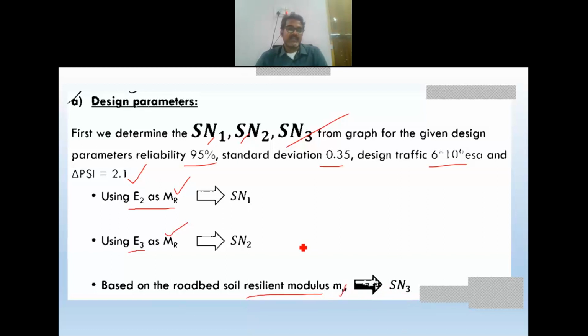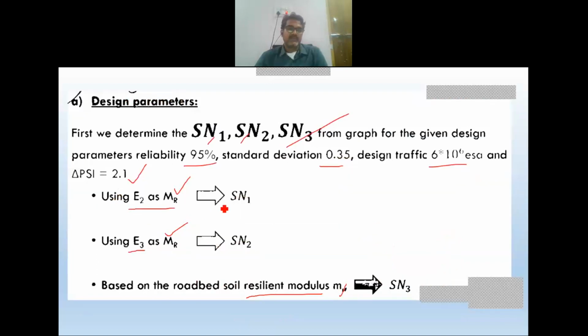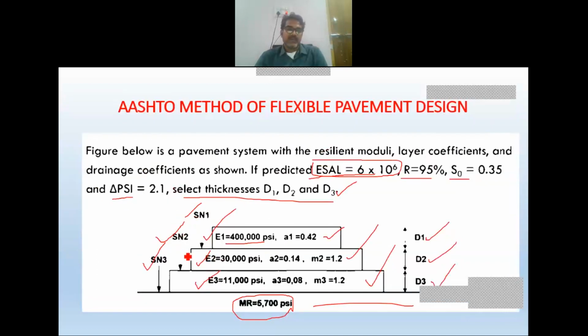We calculate SN3. Okay. Now for SN1, E2 is considered as the resilient modulus while calculating SN1. While calculating SN2, E3 is considered as resilient modulus, and SN3 is calculated using subgrade resilient modulus. So the resilient modulus of the layer below is considered while calculating SN1, SN2, and SN3.